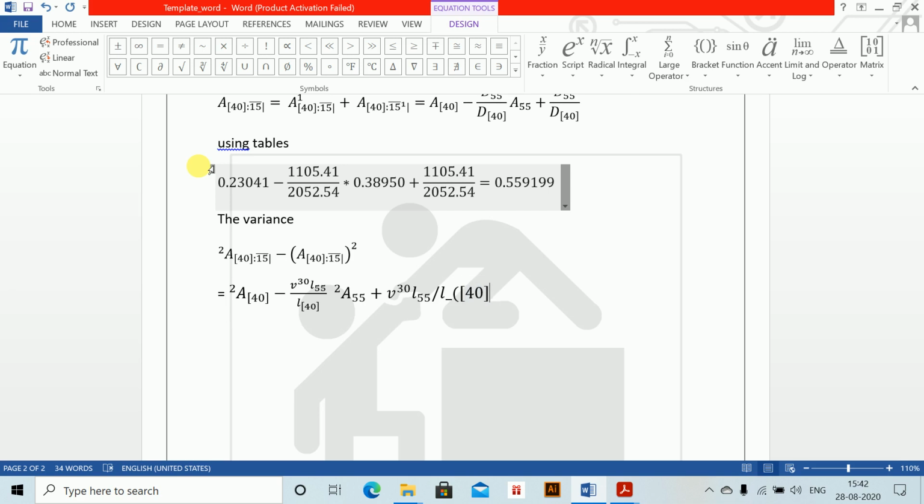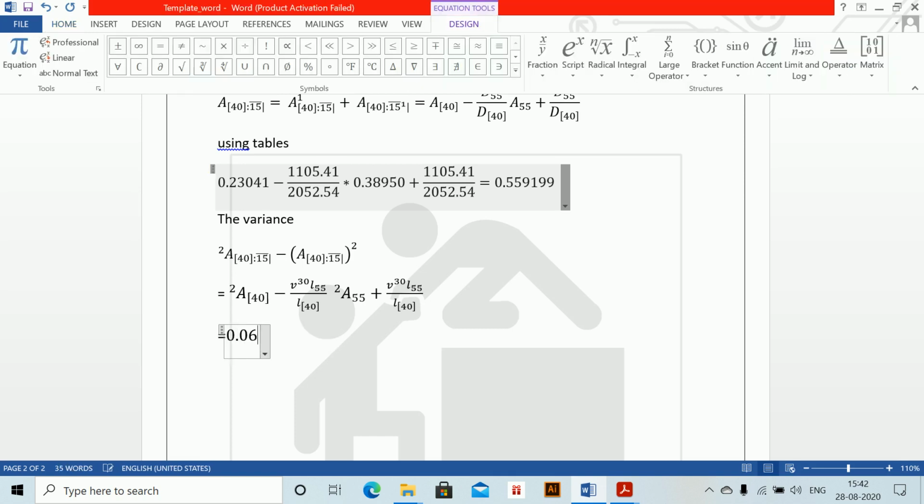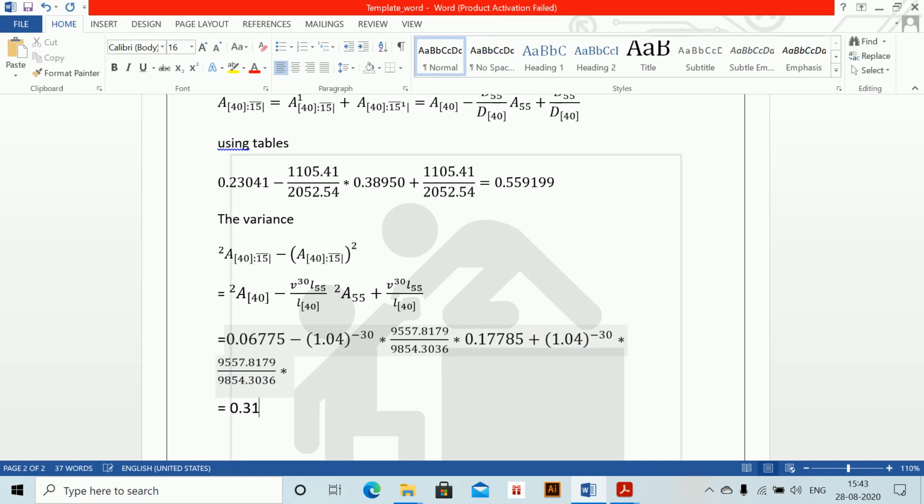Inside brackets, putting values: 0.06775 minus 1.04 to the power minus 30 into 9557.8179 divided by 9854.3036 into 0.17785 plus 1.04 to the power minus 30, again the same thing, so copy, paste. Okay, this remains the same. So this value is equal to 0.313608.